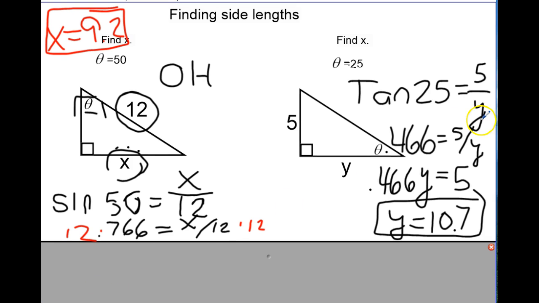Here's a solution to our problem. Tangent of 25 should be what we used. 5 over y is the ratio because it's opposite divided by adjacent. Tangent of 25 is 0.466, so we're going to solve this proportion. I multiplied both sides by y, and then we just divided by the 0.466, giving us a y value of 10.7. This concludes this video.